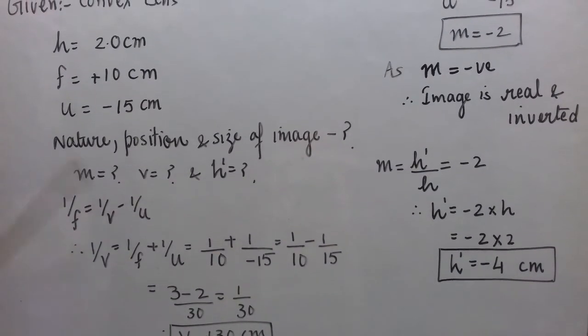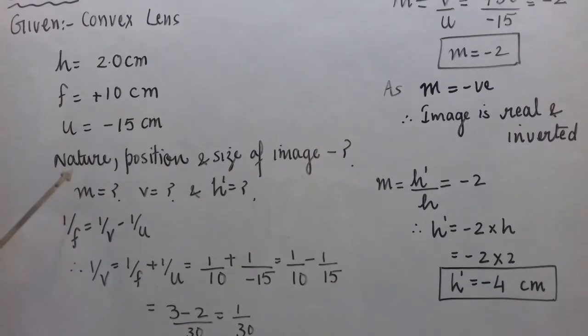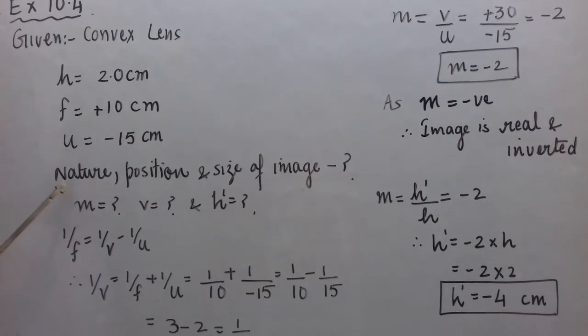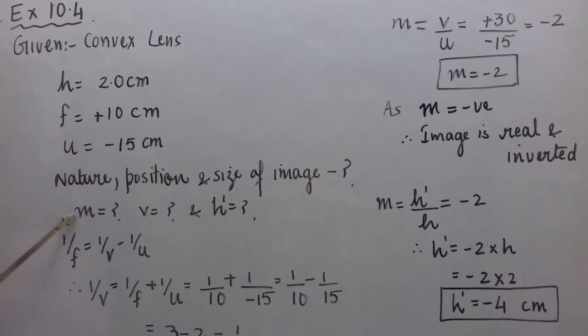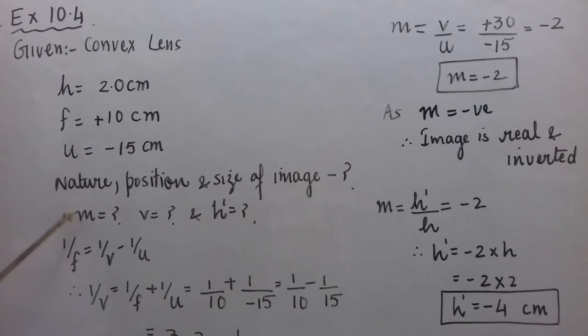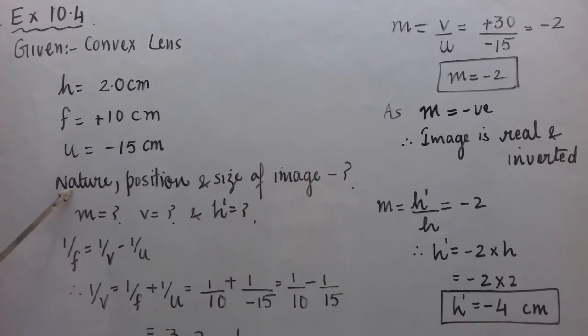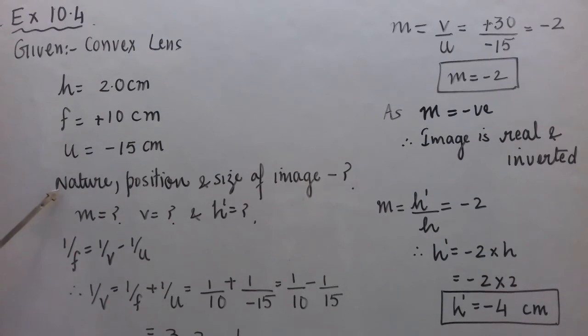And actually, for the nature of the image, it is not always necessary to find M. But the best method is to find M. Why? Because it is easier for you. If M is positive, the image is virtual and erect. If M is negative, it is real and inverted.